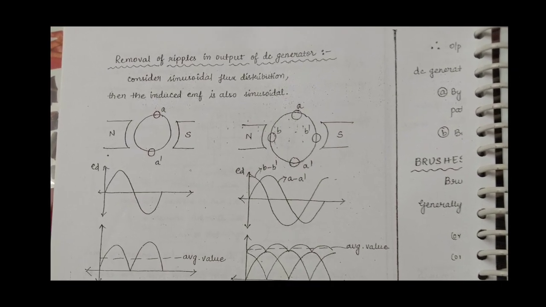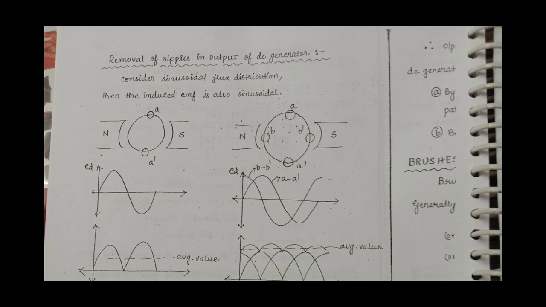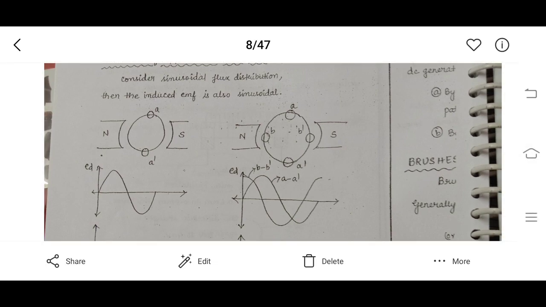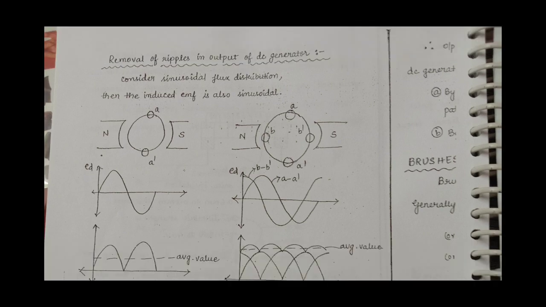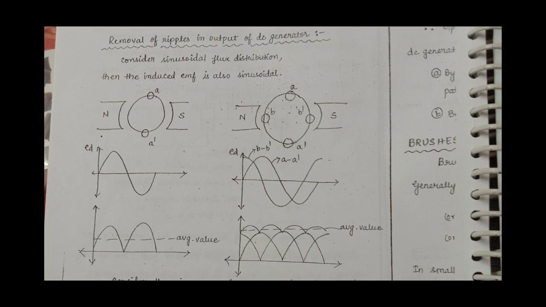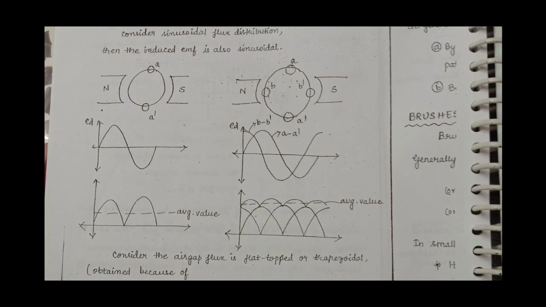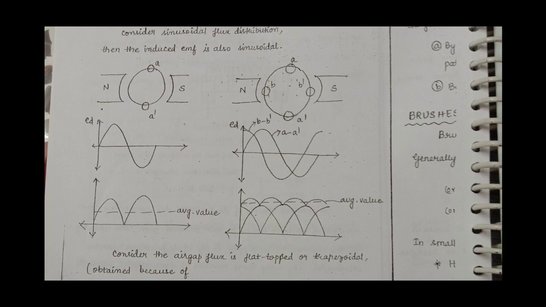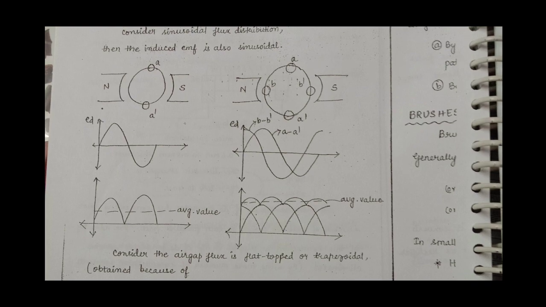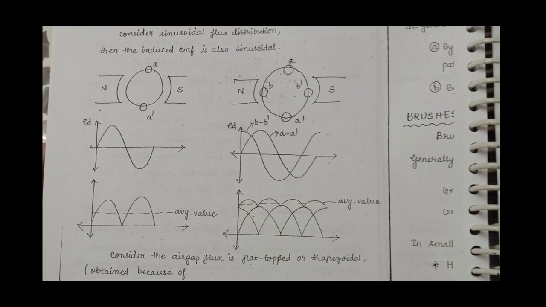Removal of ripples in output of DC generator. Consider sinusoidal flux distribution. Then the induced EMF is sinusoidal. Consider one coil A and A dash. In the figure, two coils A dash, B dash. These coils are connected in series in each parallel path.